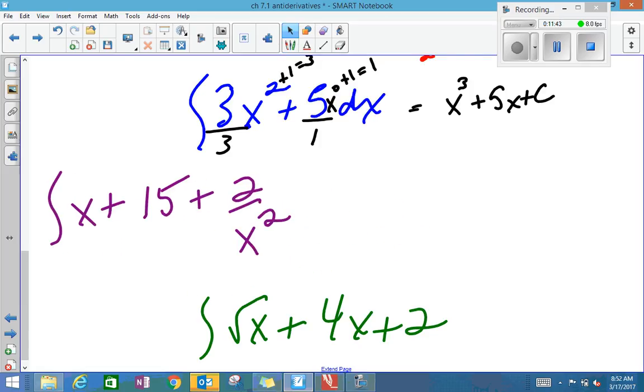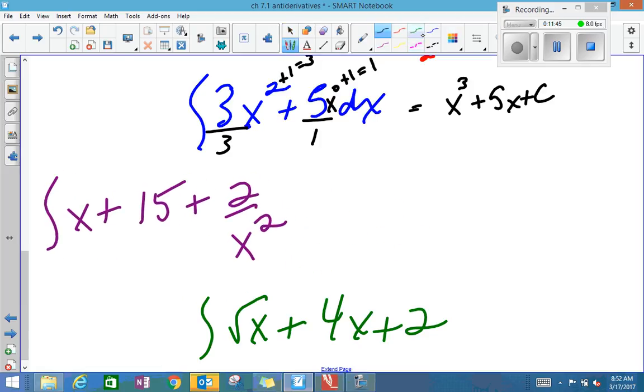Move that over. So if I rewrite this, I'm going to say x plus 15 plus 2x to the negative 2. Okay, again, it's easier to work with negative exponents in this case. So now I start term by term.